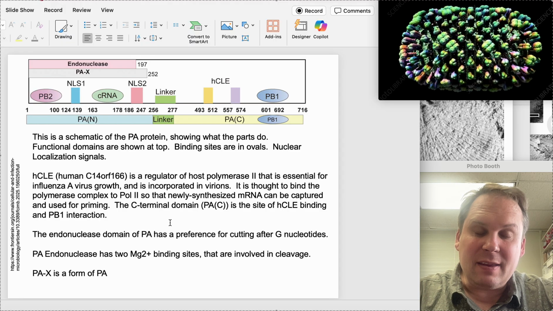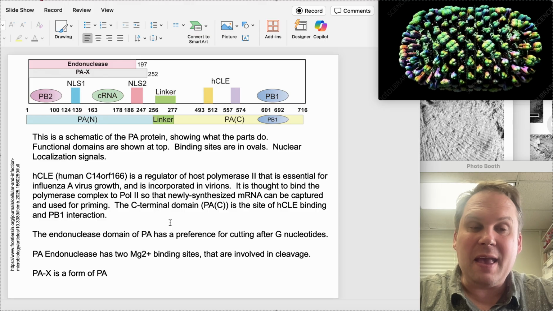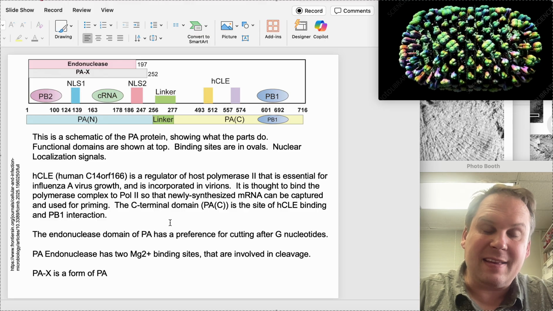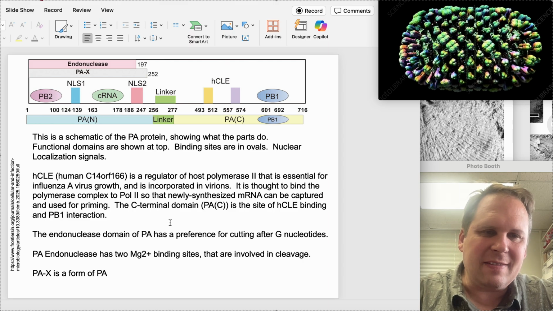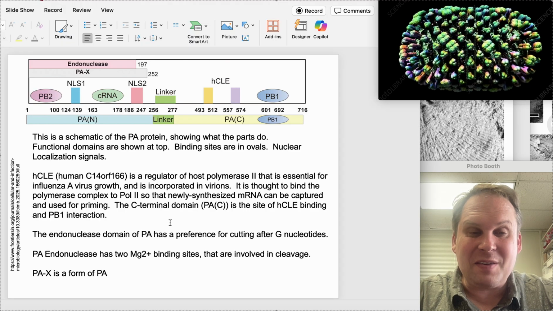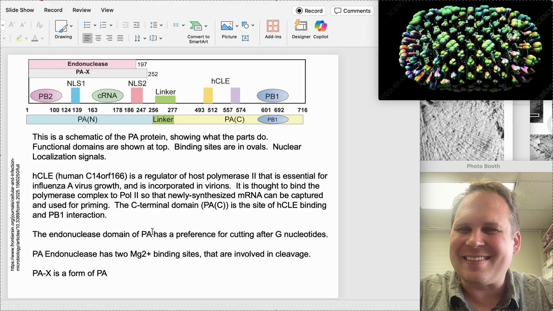And by binding to this, the PA effectively has bound indirectly to polymerase 2, and it can then just grab messenger RNAs as they are being synthesized and steal them and decapitate them and use them as its own primers. Yeah, because that's the kind of virus influenza is.